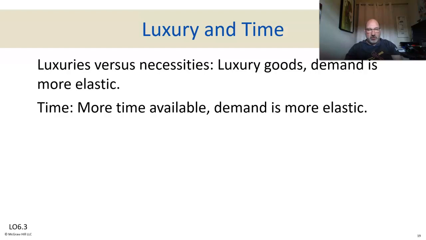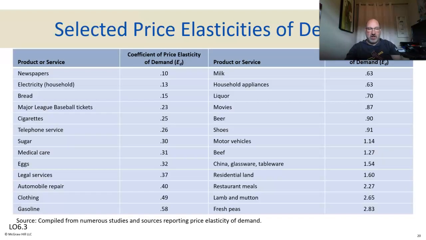Time: the more time available, the more elastic a good is. Gas: if a pipeline busts and you have a spike in gas prices in the short run, you're basically going to have to pay that. But if gas prices go up in the long run, you can make adjustments. You can buy a more fuel efficient car. You can move closer to work. You can get an e-bike. There are all kinds of different things you could do to make changes.